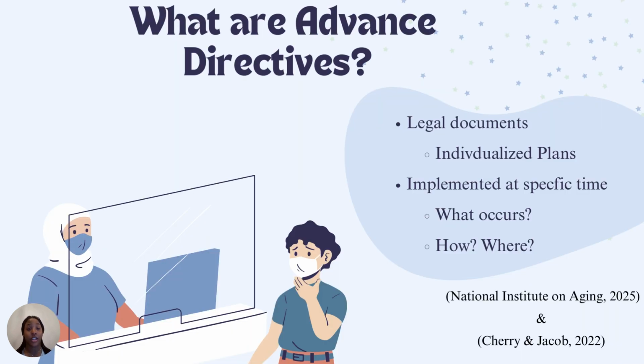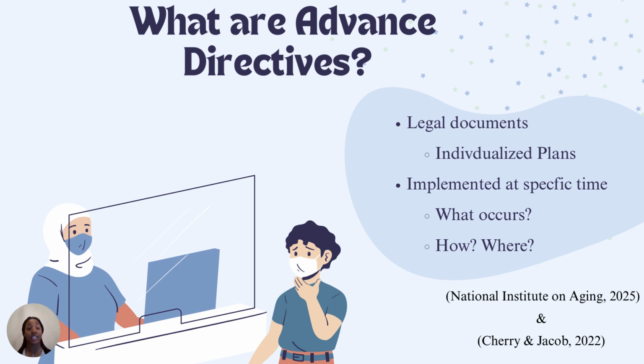What are advanced directives? Advanced directives are legal documentations that give you specific instructions regarding your plan of care. It's an individualized plan that takes into account a patient's values, beliefs, and preferences. It is implemented at a specific time when a patient is unable to speak for themselves, and they're able to say beforehand what type of medical treatment they will want.